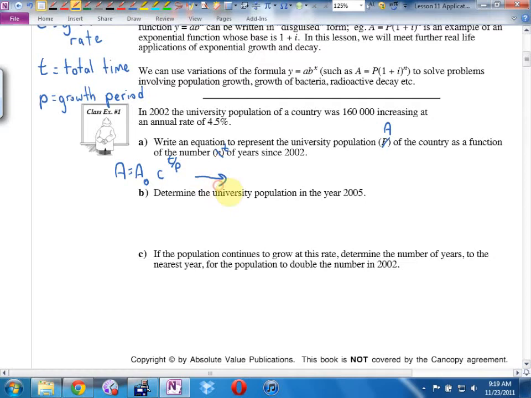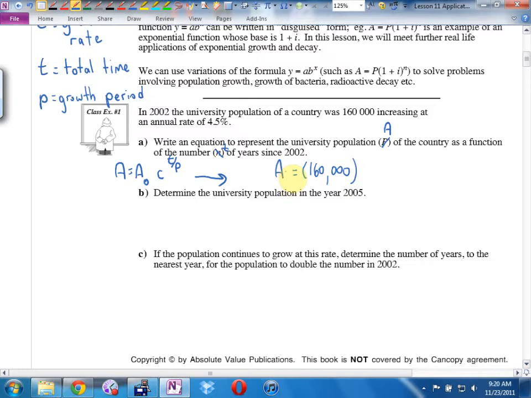This 2002 we're going to come back to. What's this 160,000? Your initial amount. Put an equal sign, and in front of the C, there's your initial amount, 160,000. Katie, in this case, the final amount is what they're asking us to find. Trust me, I know there's going to be an A there. Final amount equals, but your initial amount is 160,000.